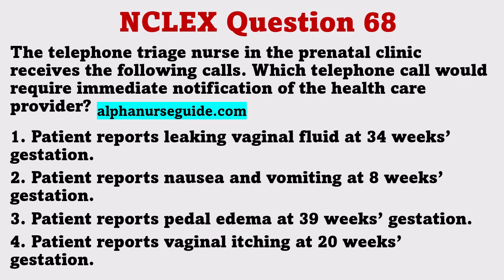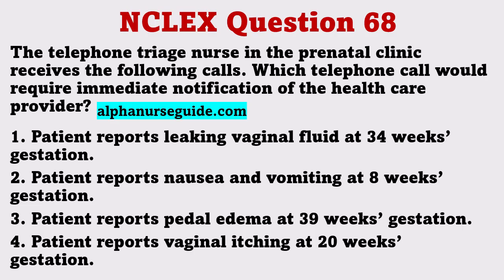The telephone triage nurse in the prenatal clinic receives the following calls. Which telephone call would require immediate notification of the healthcare provider? 1. Patient reports leaking vaginal fluid at 34 weeks gestation. 2. Patient reports nausea and vomiting at 8 weeks gestation. 3. Patient reports pedal edema at 39 weeks gestation. 4. Patient reports vaginal itching at 20 weeks gestation.